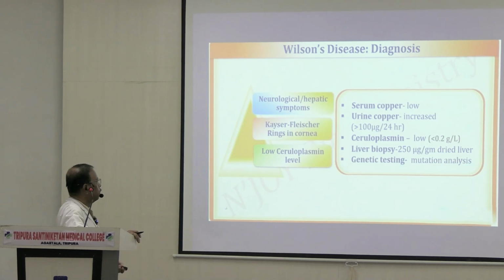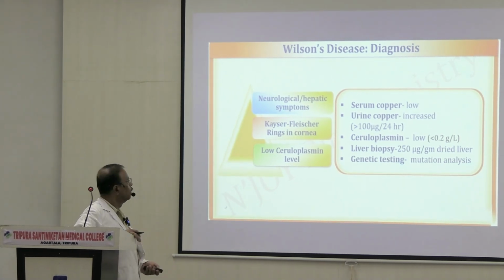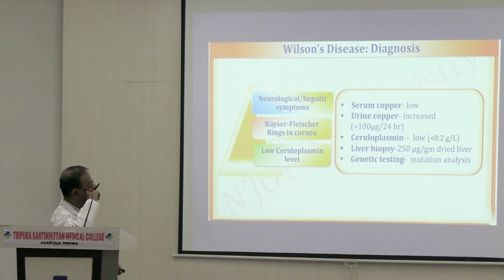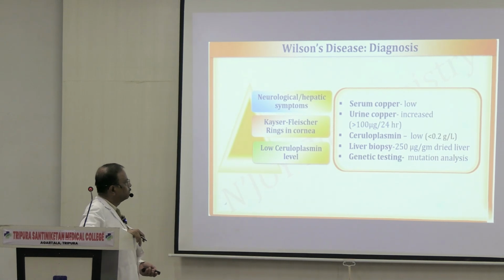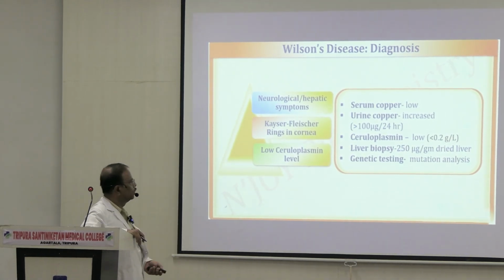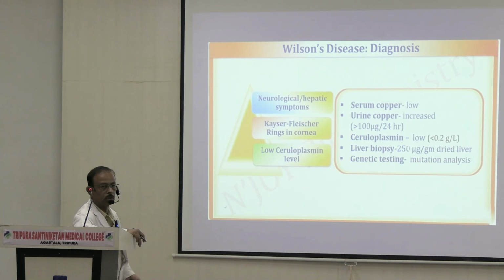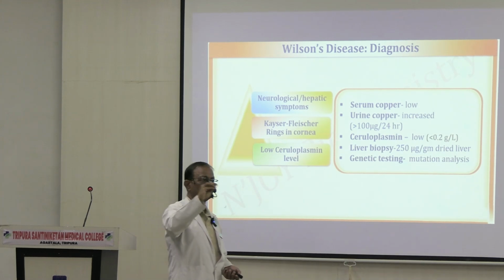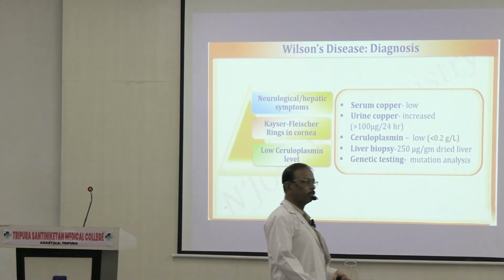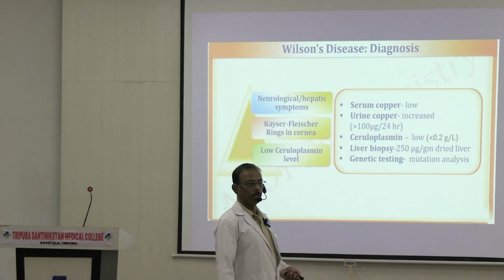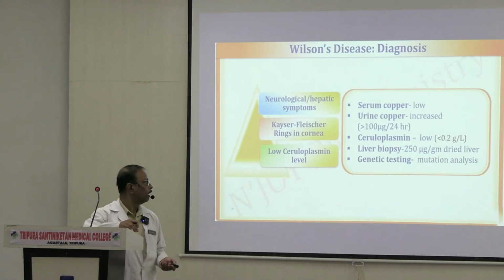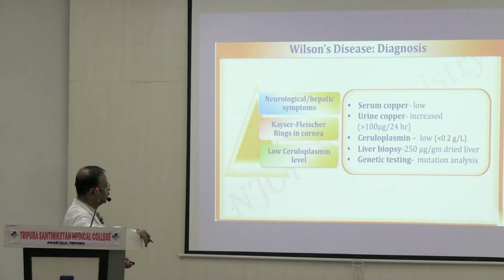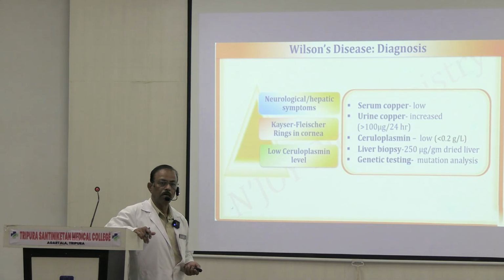Diagnosis by serum copper estimation: it will be low. Urine copper estimation will be high, more than 100 microgram per 24 hours. Ceruloplasmin will be low, less than 0.2 gram per liter; normal value is 20 to 50. In liver biopsy, when liver tissue is taken, the copper content in that tissue will be very high, around 250 microgram per gram. Genetic testing to identify the mutation.